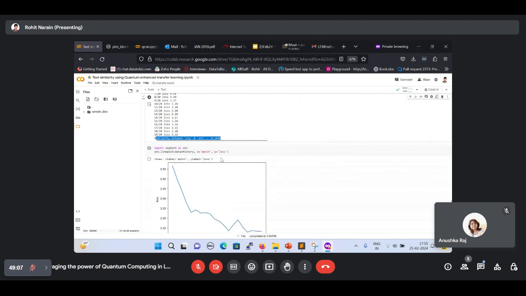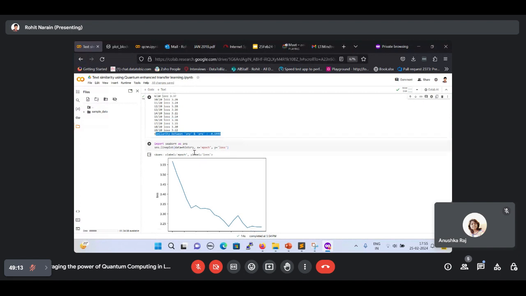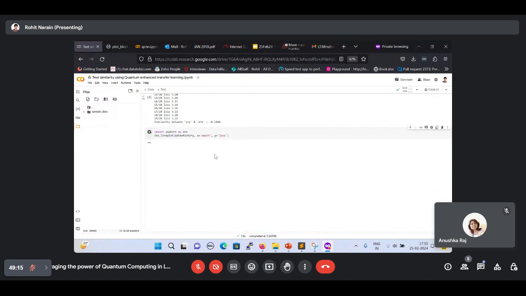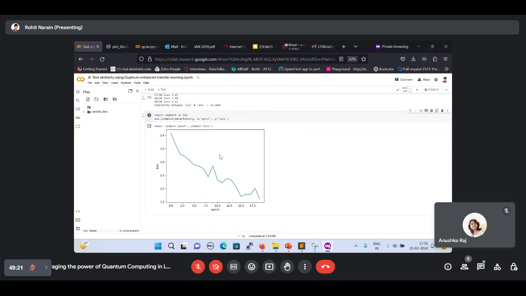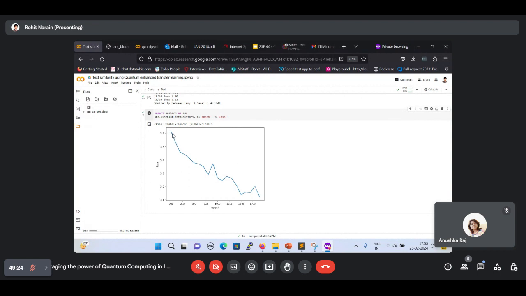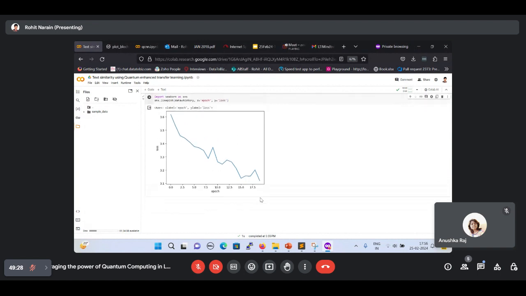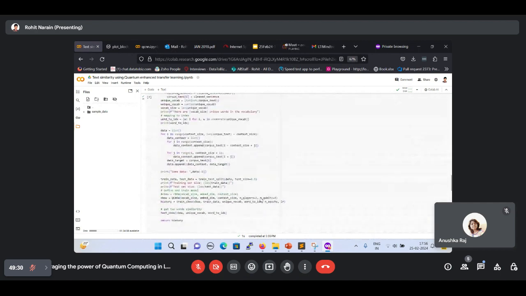These are some ways you can generally follow to use quantum transfer learning concepts in your normal codes as well. Here you can plot a normal graph to see how the loss drops on each epoch. Right now you can see the losses dropped from 3.6 to 3.1.